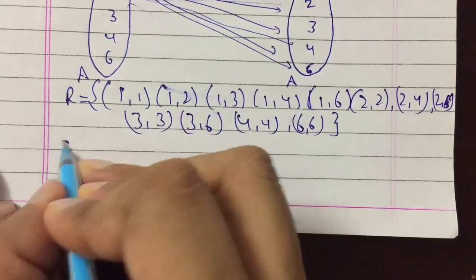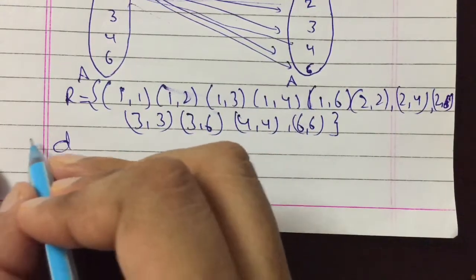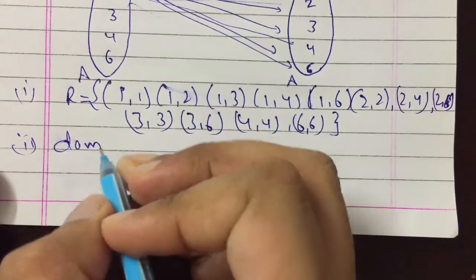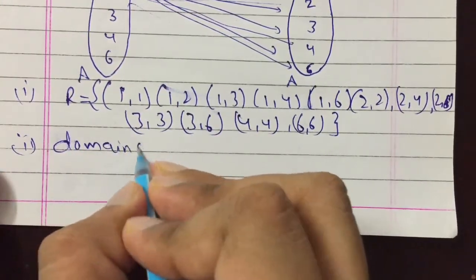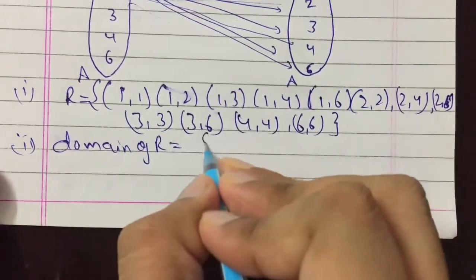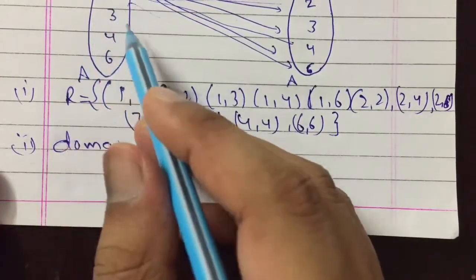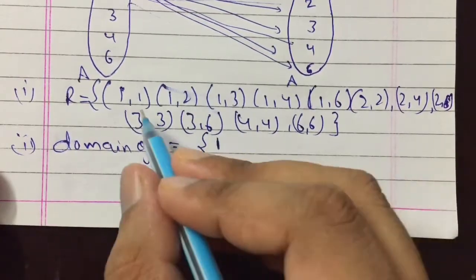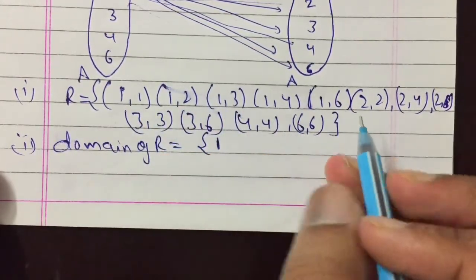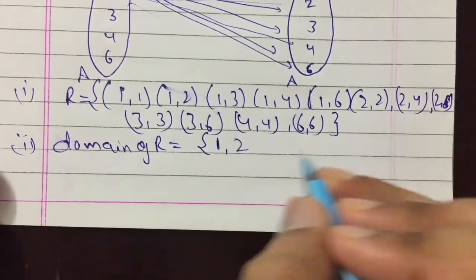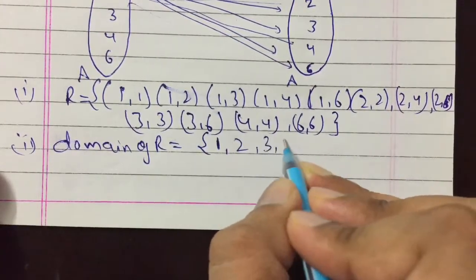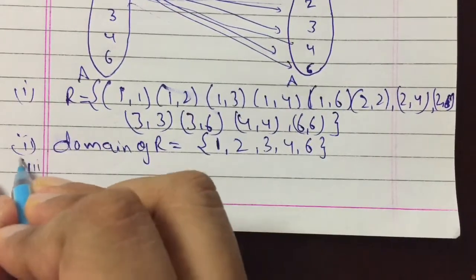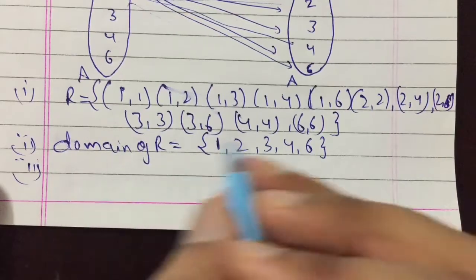Now domain. In the second part we have to write domain. So domain of R. So see, domain means X elements having a relationship in this Y set, right? So 1 here, 1 1 1 1 1, then 2 2 2 2, then 3, then 4, then 6. So this is domain, right? All the elements have image in next set.